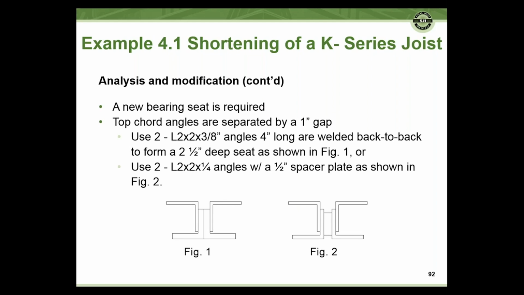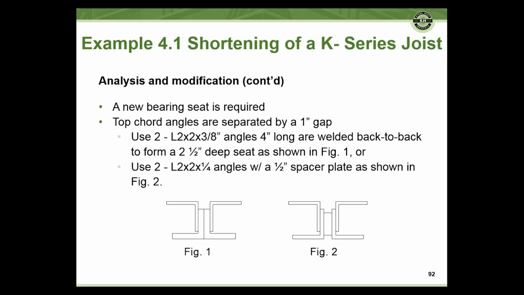We're going to have to add a bearing seat. Again, these are two figures here that can show what you can do. Typically the K-series joist has a 1-inch gap between the chords. You can use 2 by 2 by 3/8 angles, 4 inches long. Combined, that's going to give you 3/4 inch, which is going to be enough. They can clamp those two angles, pull them together, and weld them.